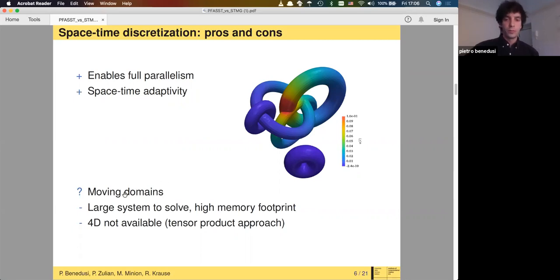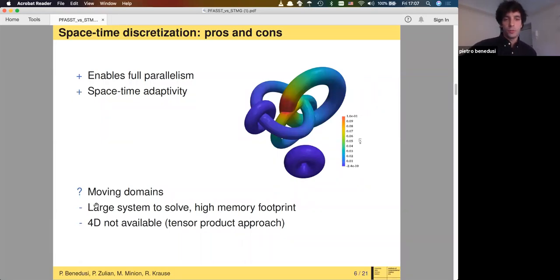Also, you have moving domains. Here I have a question mark, because if the domain is moving in a way that you know a priori, then that's good. If you, for example, have some rotors or a cylinder in a fluid, that makes sense. But for the heart application, you don't know the movement of the heart, because this would be triggered by the solution of the monodomain model. So for this application, the moving domains is not really a point.